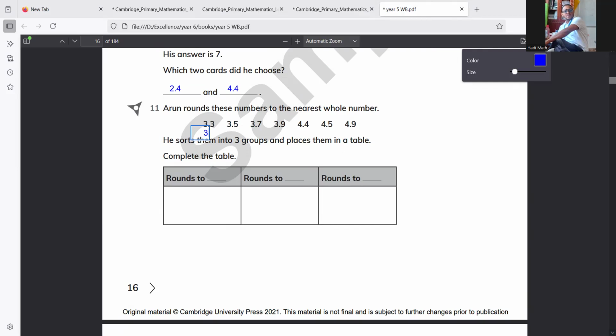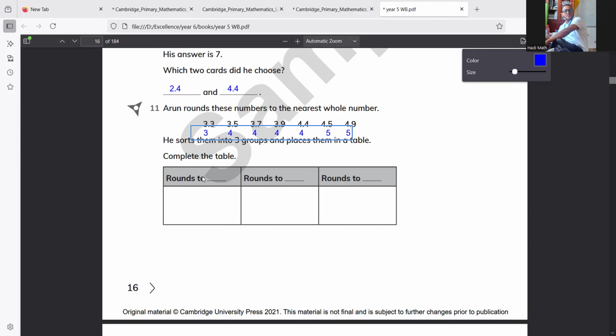Because the first digit after the decimal point is 3, we round down. 3.5, when you round to the nearest whole, is going to give you 4. And 3.7 is also going to give you 4. 3.9 is also going to give you 4. The 4.4 also gives you 4. And the 4.5 is going to give you 5. And the 4.9 is going to give you 5.